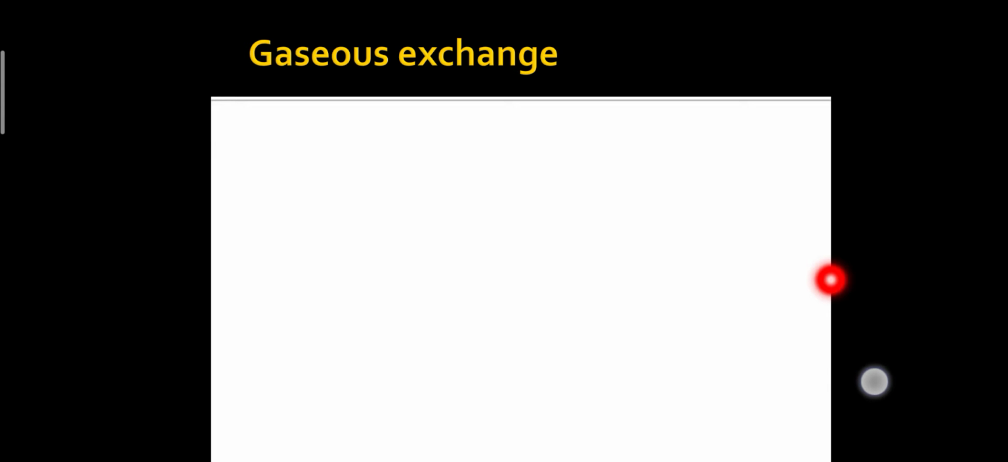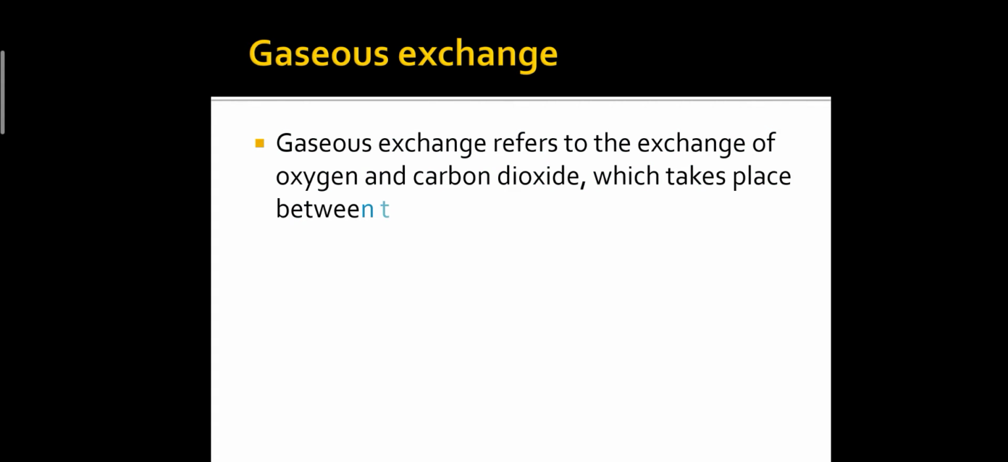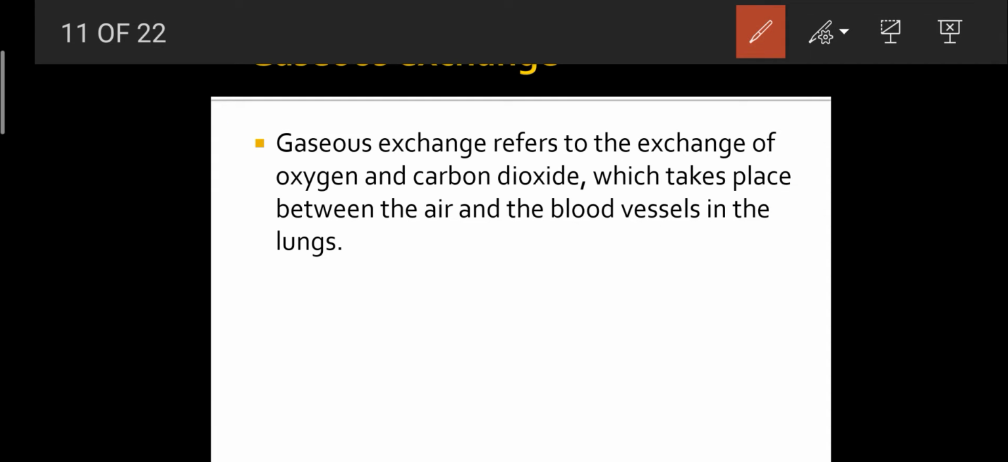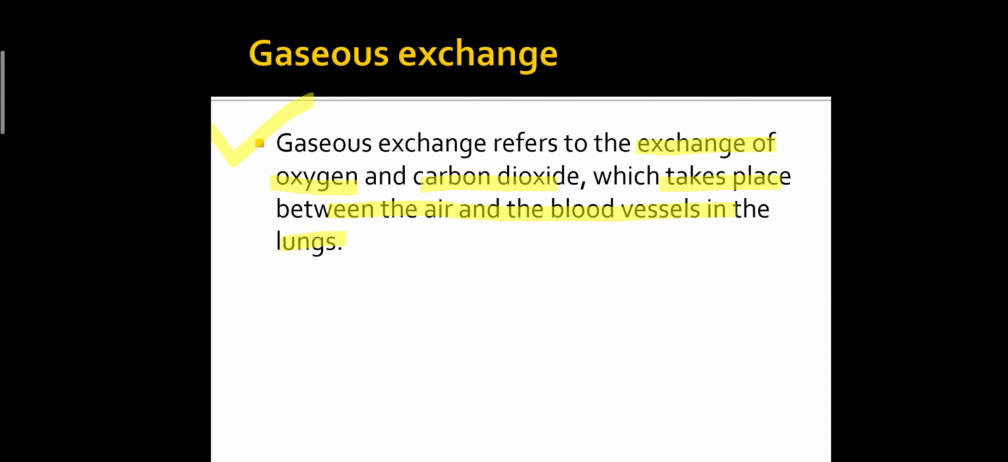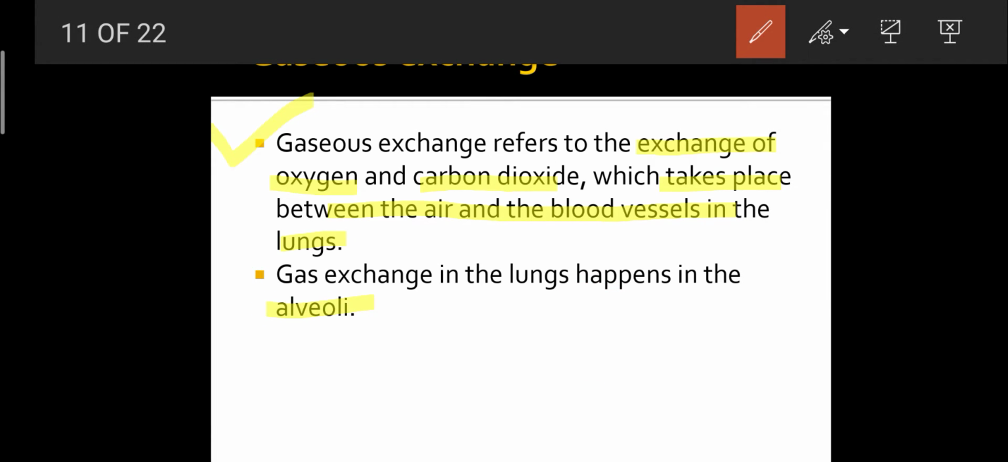Now we will discuss gaseous exchange and how it takes place in humans. What is gaseous exchange? It refers to the exchange of oxygen and carbon dioxide which takes place between the air and blood vessels in the lungs. Gaseous exchange in the lungs happens in the alveoli.